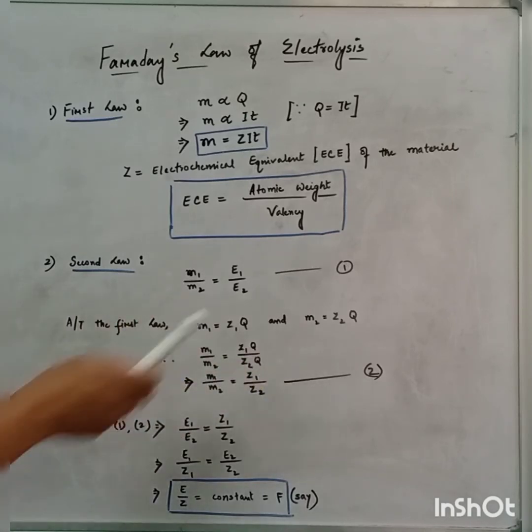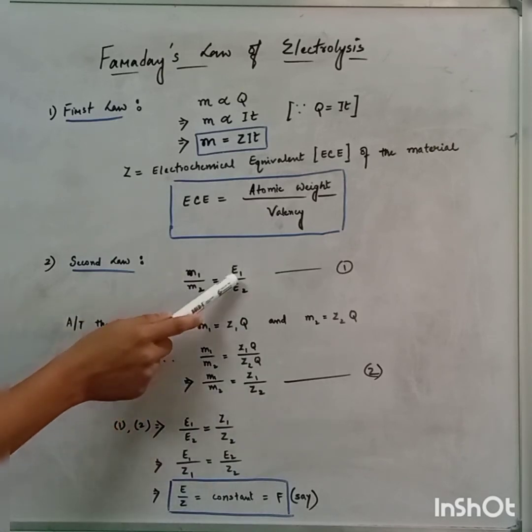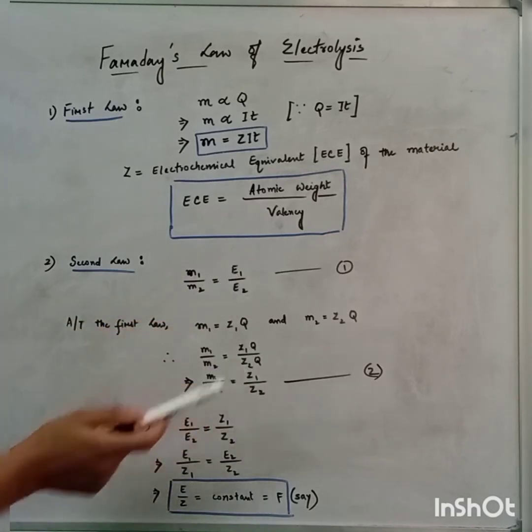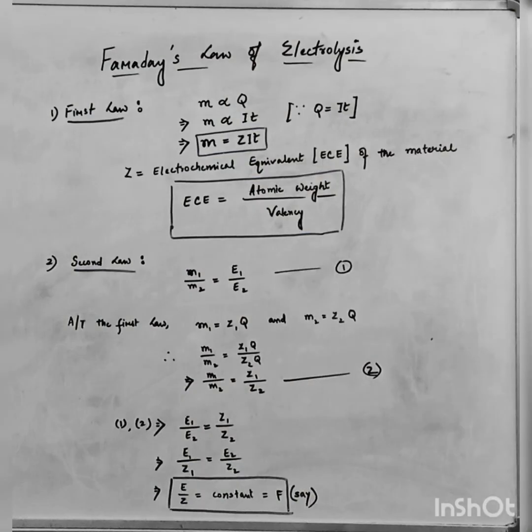So if you see equation 1 and 2, the left hand side of both the equations are the same. So we can write what? E1 by E2 is equal to Z1 by Z2. So just replace, you take E2 here and bring Z1 here. So we see that E1 by Z1 is equal to E2 by Z2. So we have seen what? E by Z is a constant. It doesn't change. So here we have denoted E by Z as a constant F, and here F is called a Faraday.